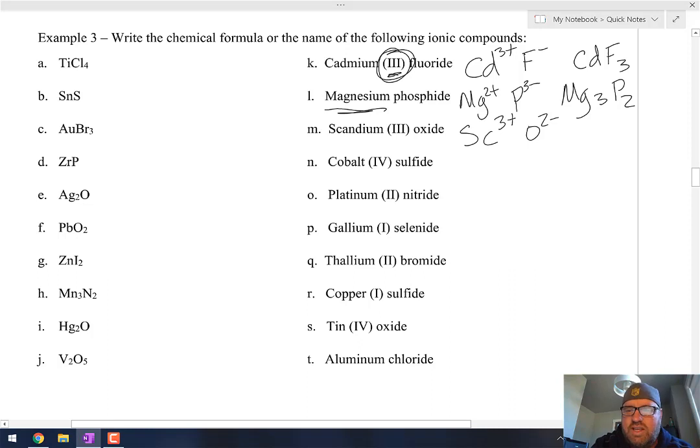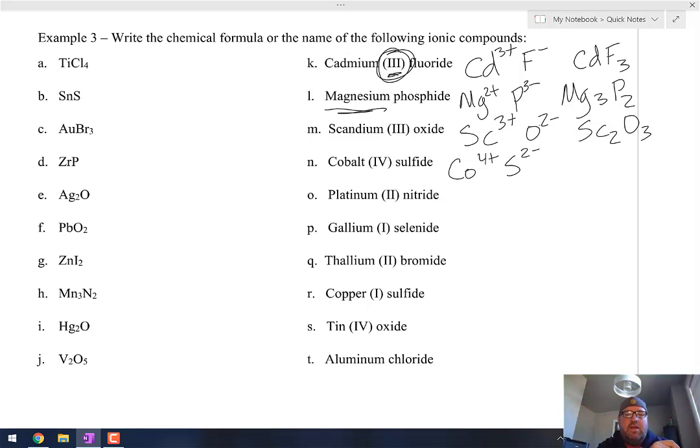Oxygen always has that -2 charge, so it's Sc2O3. Okay, here's one that's a little bit tricky. Cobalt, it says is IV, that's a +4. And then sulfur, or sulfide is from sulfur, that's -2. Normally you would switch those, and you still can, but if you can reduce them, you have to reduce them.